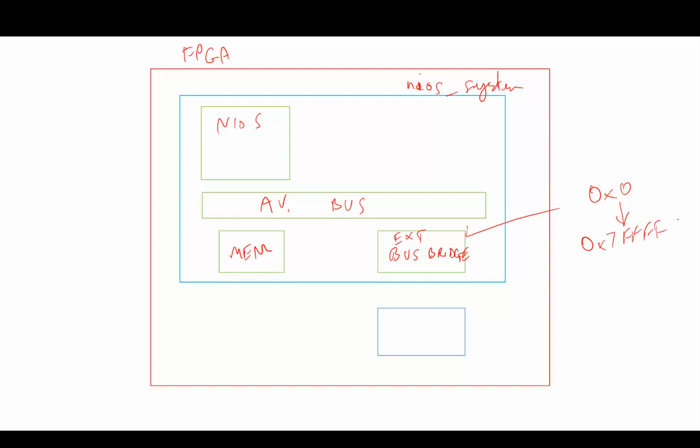Okay, so none of that changes. Now the thing that does change is that what this is interfaced with outside of the QSYS block, or the NEOS system block, is this SRAM controller module in place of the peripheral module that you had in part 1.